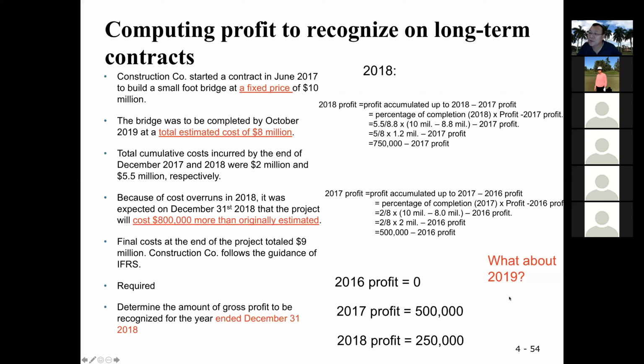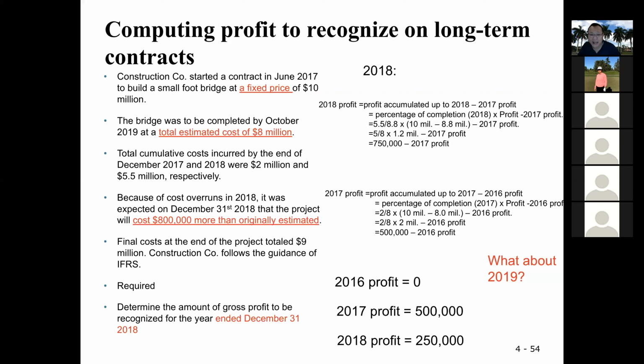Okay. Now going to 2019, 100% completed. The total profit at this time is 10 million minus 9 million, right? That's still your price minus your total cost. Now it is 9 million, so the profit should be 1 million. And you have recognized so far 0, 500,000, 250,000, 750,000. So in 2019, you should recognize another 250,000. In total, you recognize $1 million.